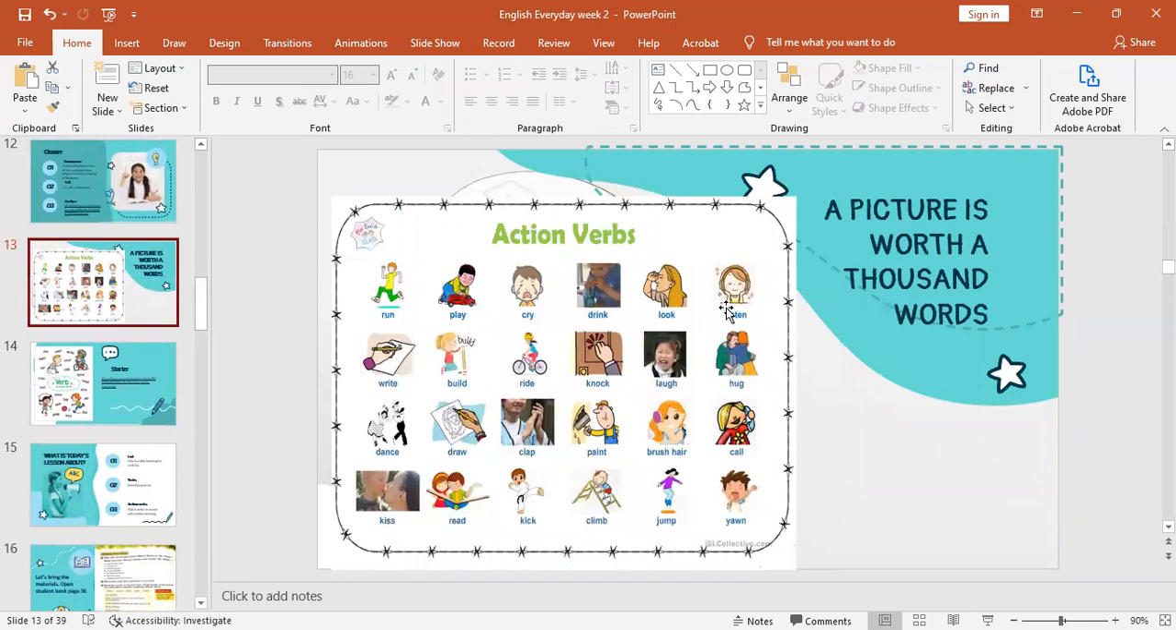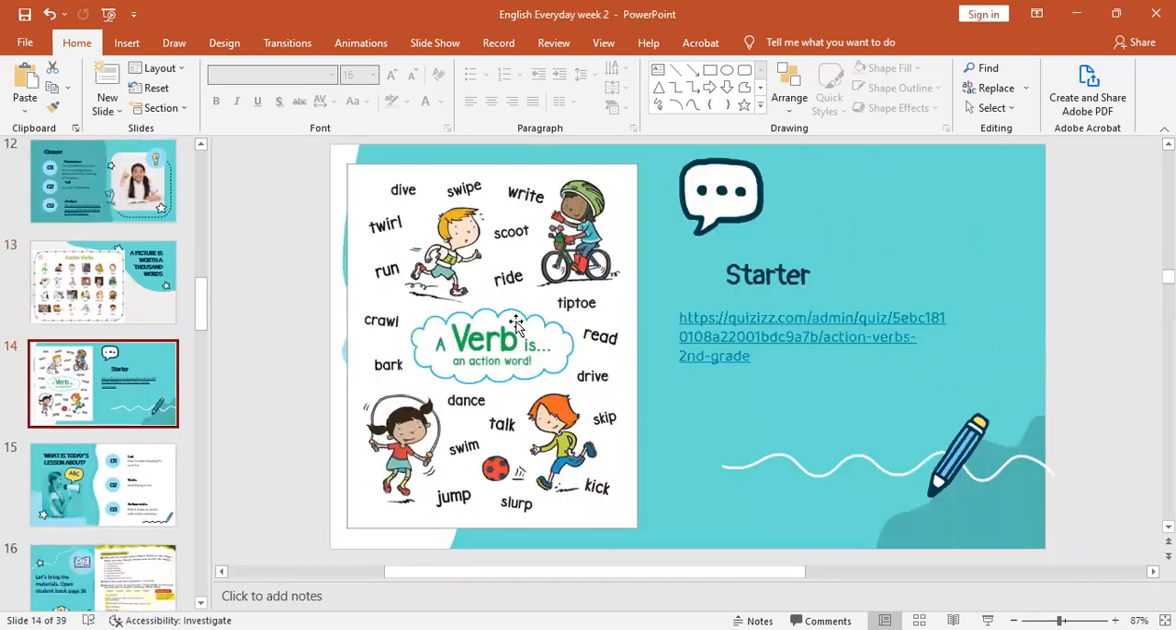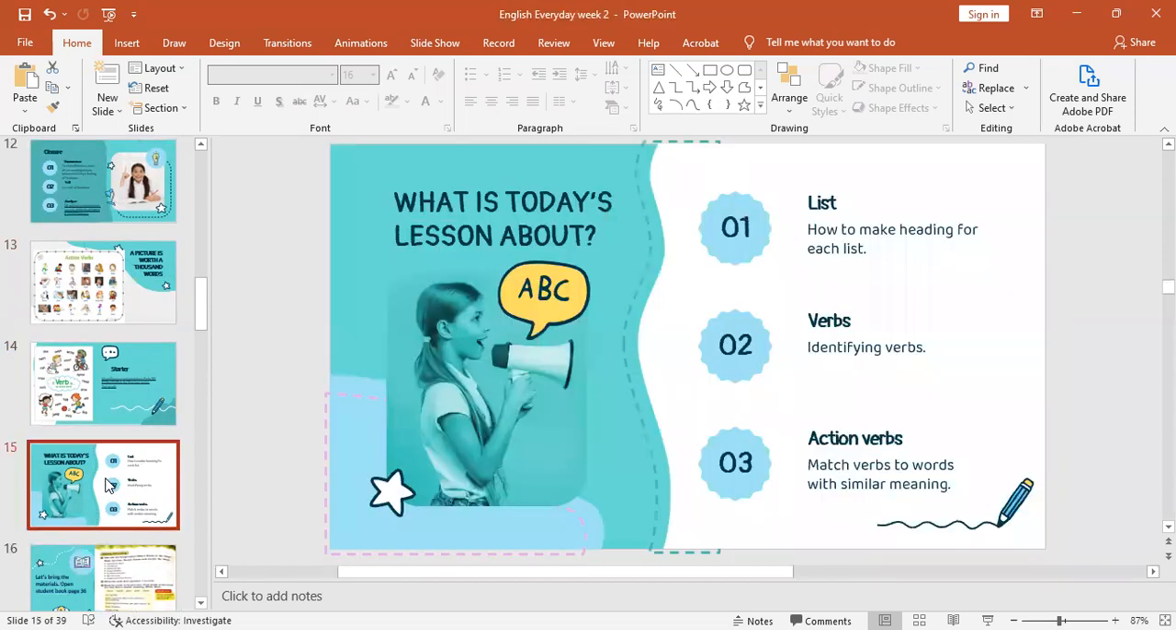Like I said, we're going to be learning verbs today. So girls and boys, what comes to your mind when you hear the word verb? Action word, right? When you do actions, like when you eat, when you read, when you sleep, when you swim, when you dance, when you talk, when you drive, all these are verbs.